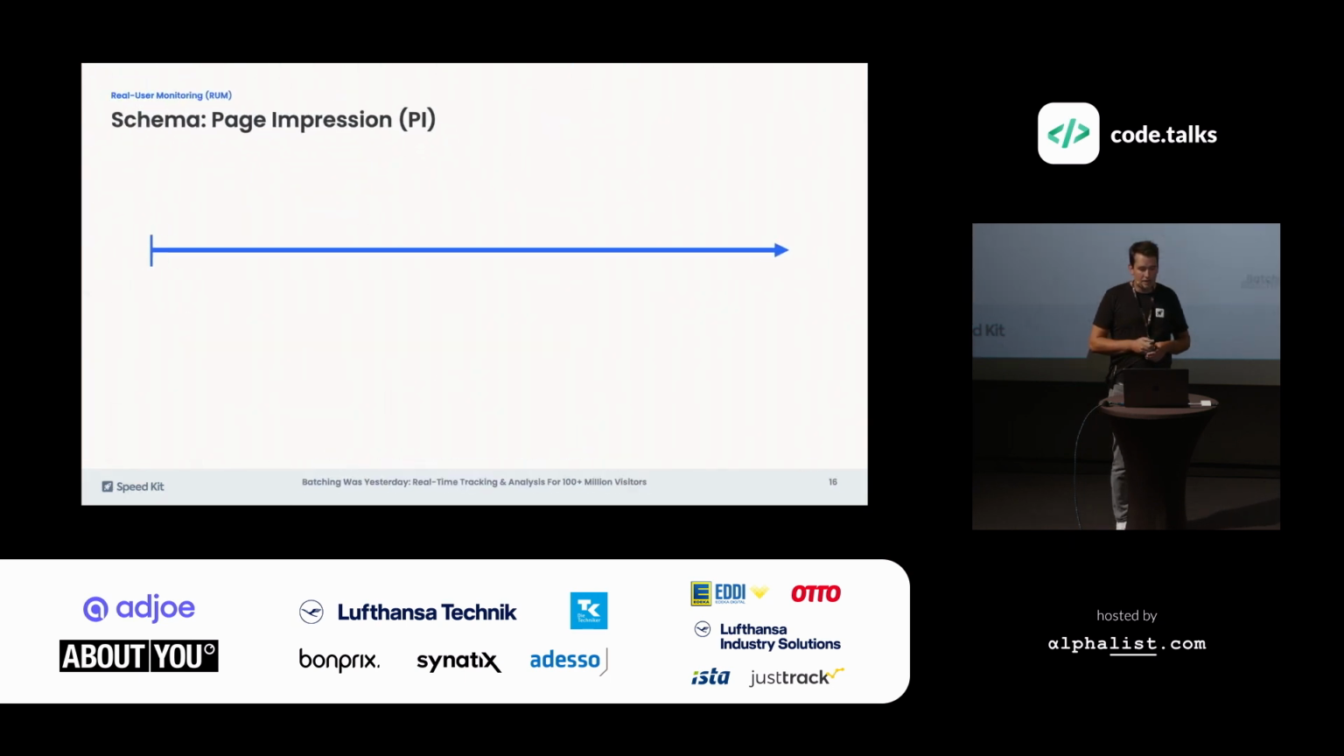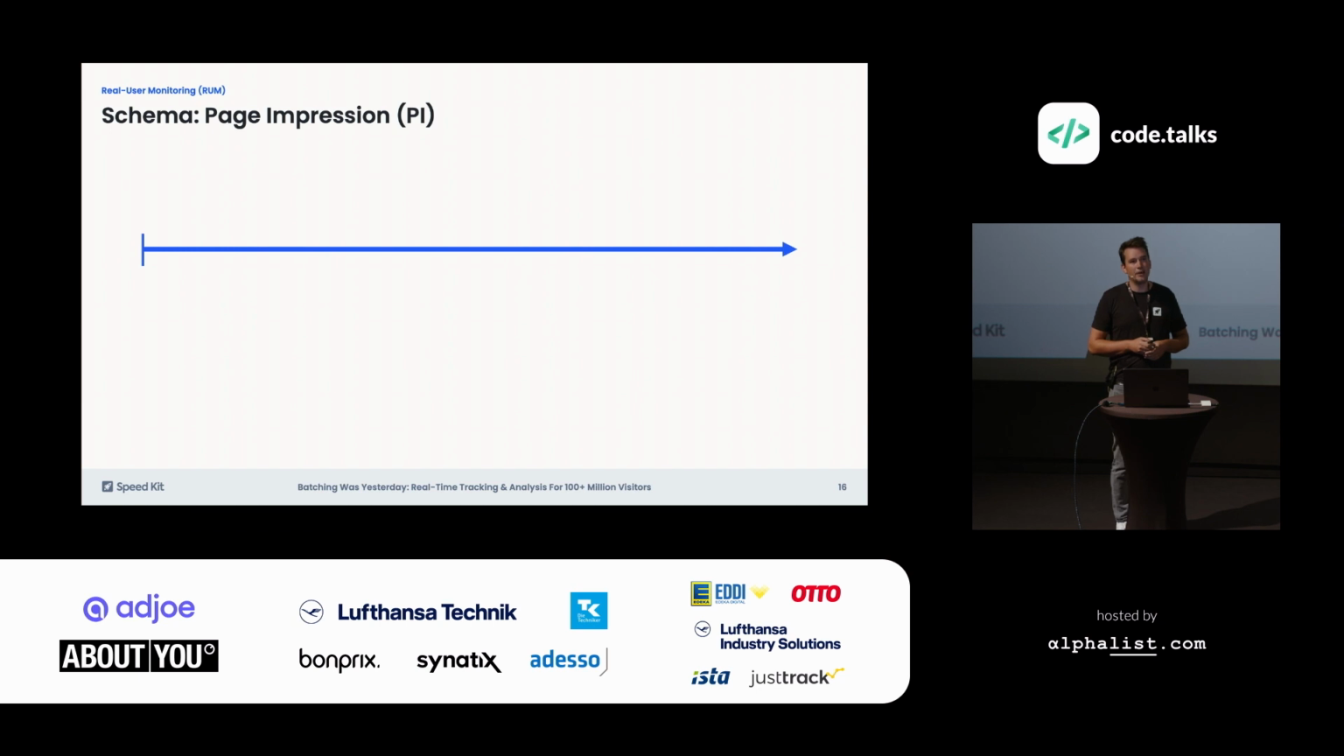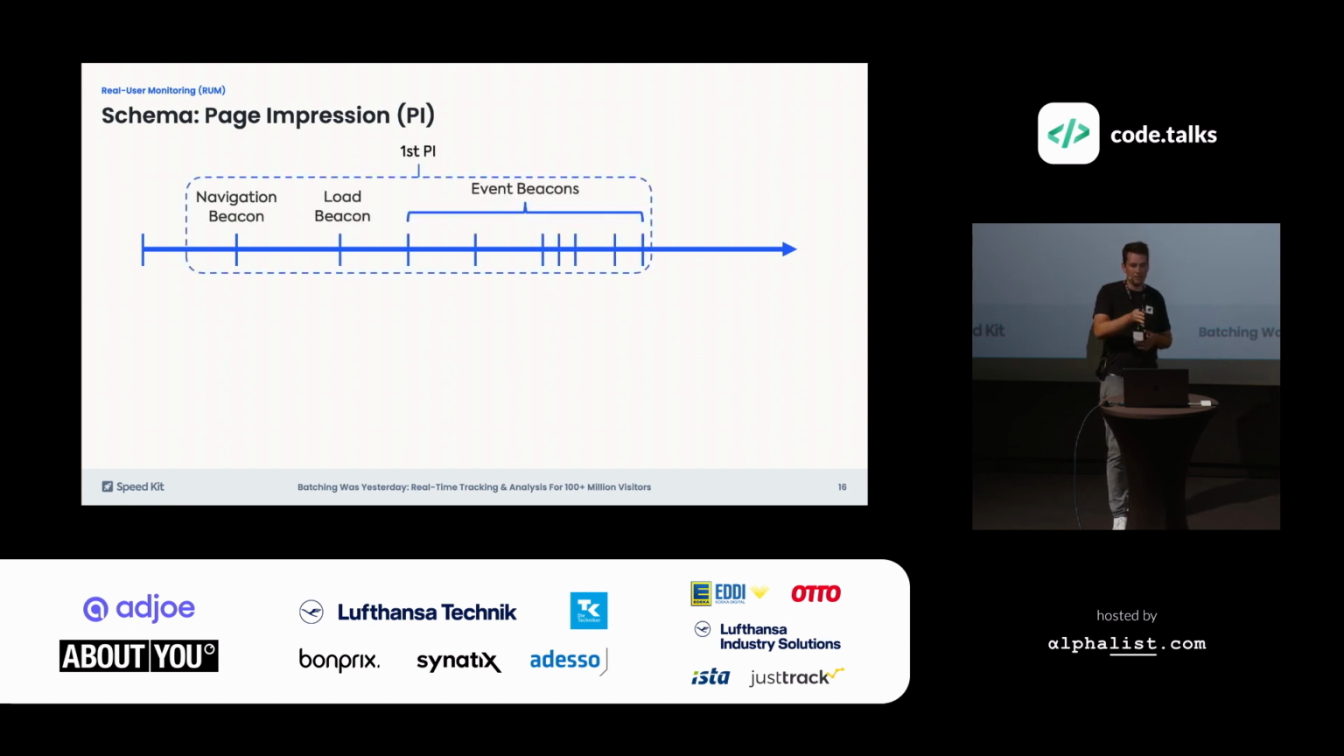Now, in order to build a schema around this idea of tracking performance data over the loading process of the browser, we have to first look at page impressions. So we have the navigation, we have the load beacon, and the event beacons. These are the three types of beacons that we have. And all of those together form the page impression.